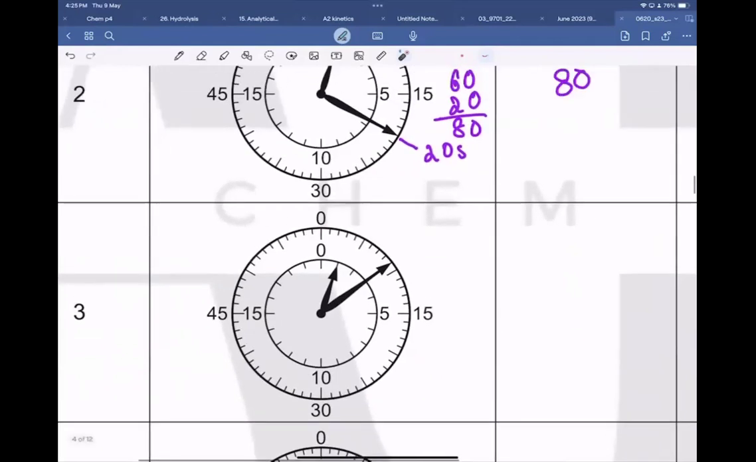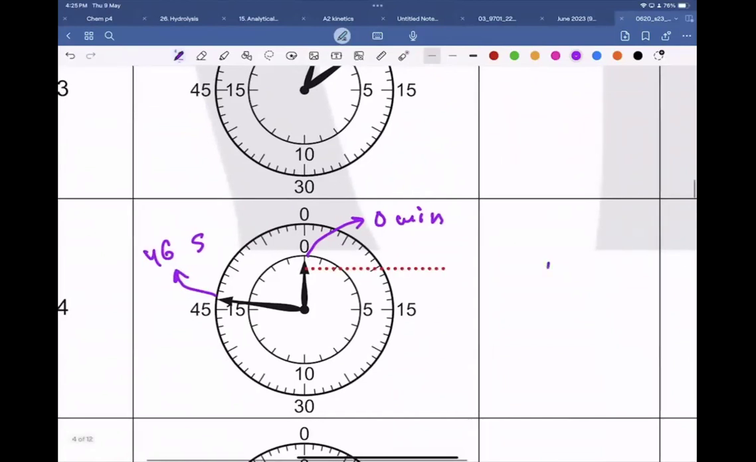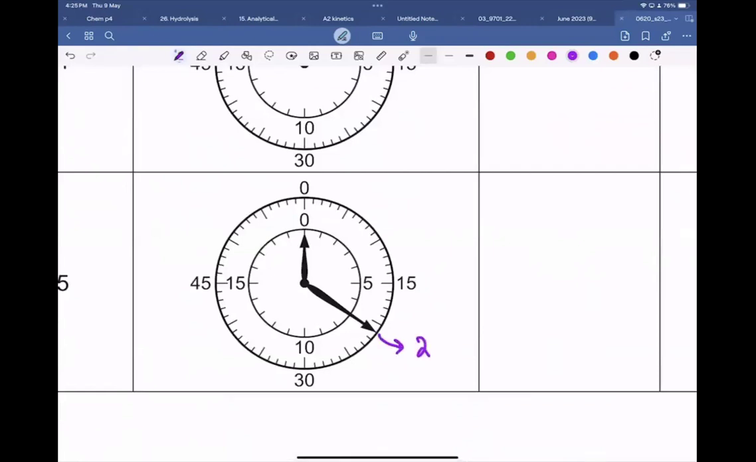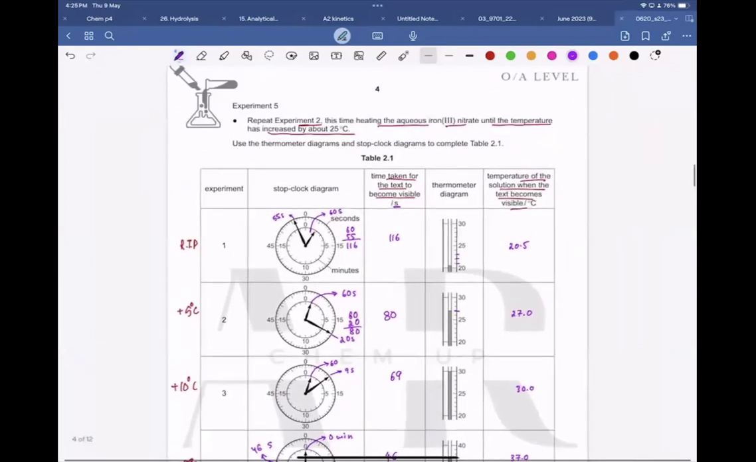Okay. Now, if you see over here, 60 seconds, and over here 9 seconds. So it is going to be 69 seconds. Then over here, no minute, there is 0 minute. And if you see, 46 seconds. So I'm going to write 46 over here. Then it's 21 seconds only. So I'm going to write 21 over here. Is this understandable to all of you?